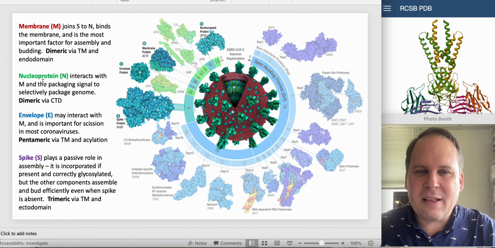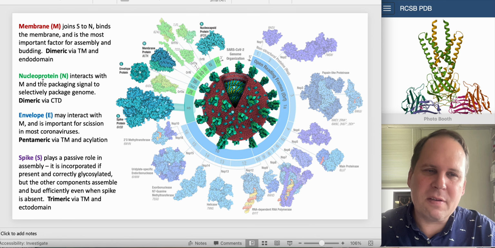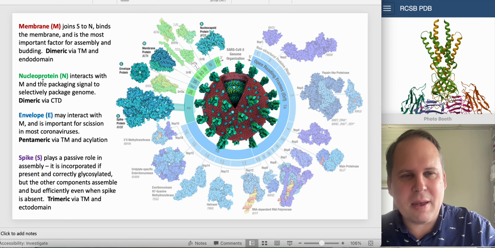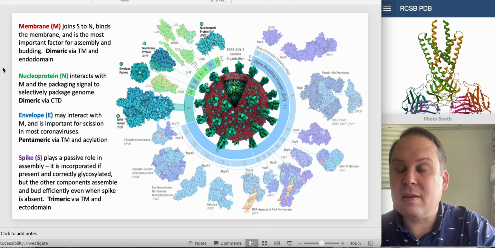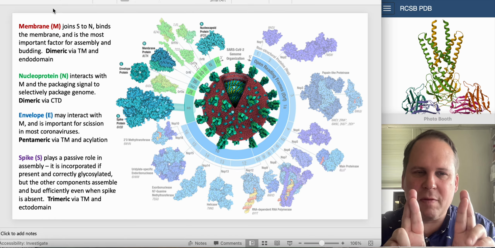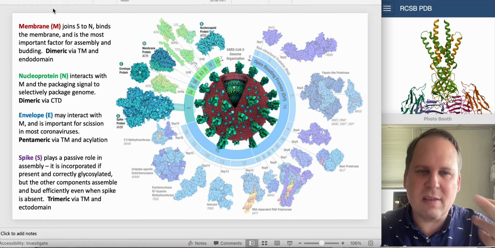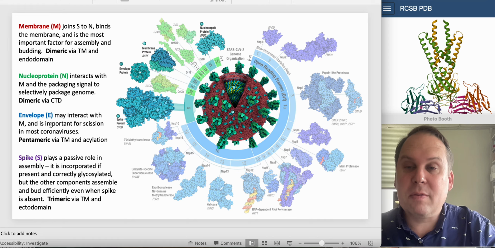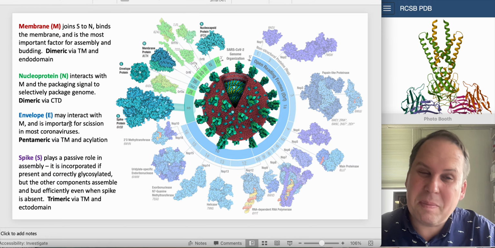Nucleoprotein is going to interact with the viral RNA and other nucleoproteins and M. And nucleoprotein is going to be a dimer, as is the M protein. They're going to work as a dimer, so it takes 2 of them to make the machine that does the job. Envelope protein is going to interact probably with M.